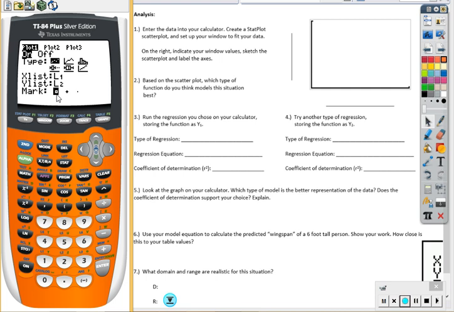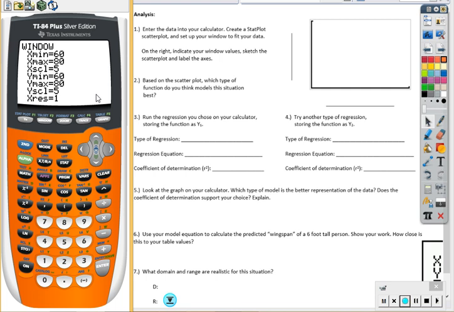The next thing we need to do is make sure that our window is going to be showing the right values. And you know that we had numbers in the 60s and 70s, so this isn't going to cut it. Our x value stood for height, and I think we had heights between maybe 60 and 80. So you'd enter your min and your max. X scale just means how often do you want a tick mark. So maybe every 5 inches I'll put a tick mark. My y values were wingspan, and those were pretty close to the height numbers. So my min and my max would be 60 and 80 on that too, and I'll put tick marks every 5. Ignore the X res.